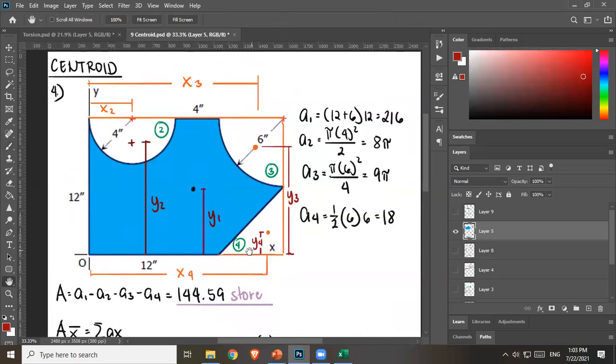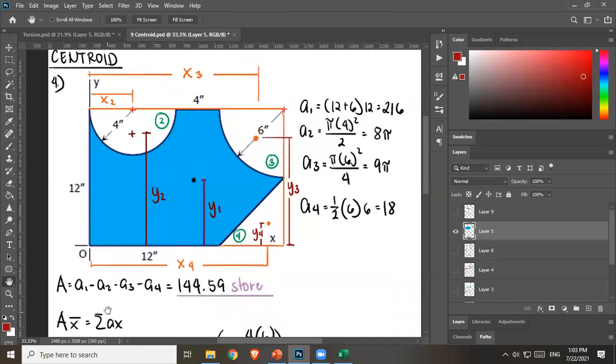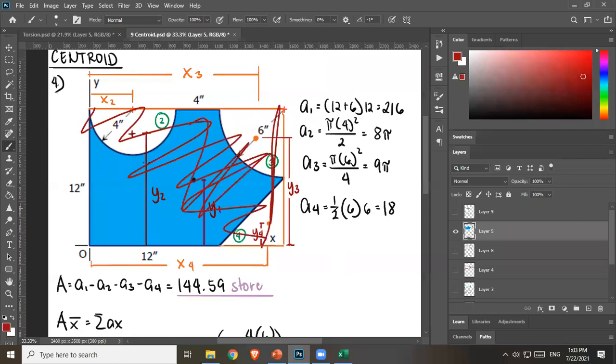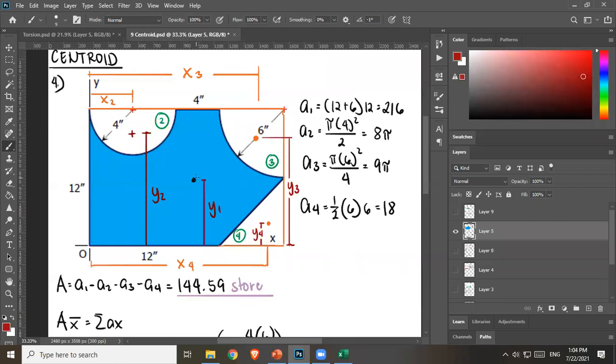Let's start with A x bar equals summation of A x. Let's start with A1. So A1 is your total rectangle, right? And then the centroid of your rectangle is here. And then the distance from the y-axis is this. So this is your x1. Okay. Can anybody give me the value of x1?